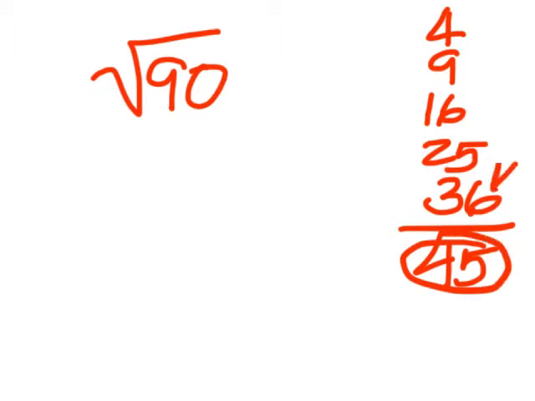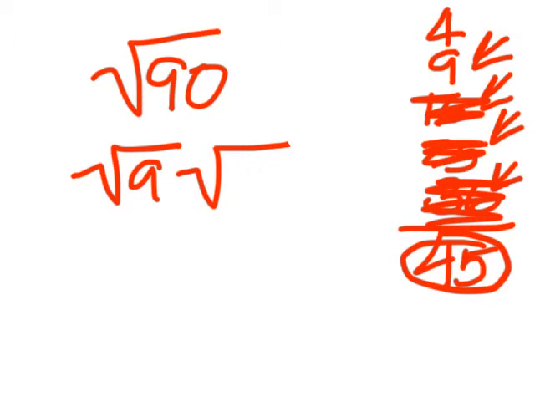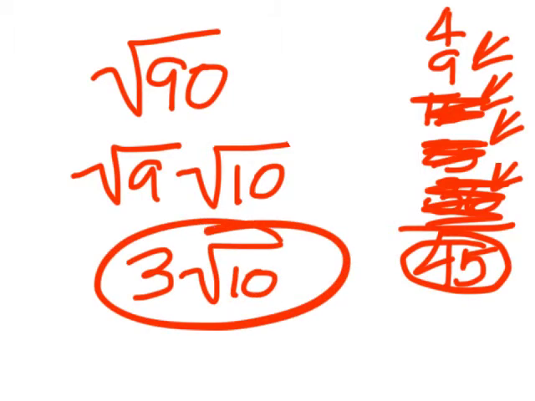Start at 36. Will 36 divide evenly into 90? No, it doesn't, so we scratch it out. What about 25? Does it go in evenly into 90? No. Will 16 go in? No. Will 9 go in? Yes. So you have the square root of 9. 9 times what is 90? 10. What's the square root of 9? So 3 square root of 10 is the answer. Drop this one off up here.